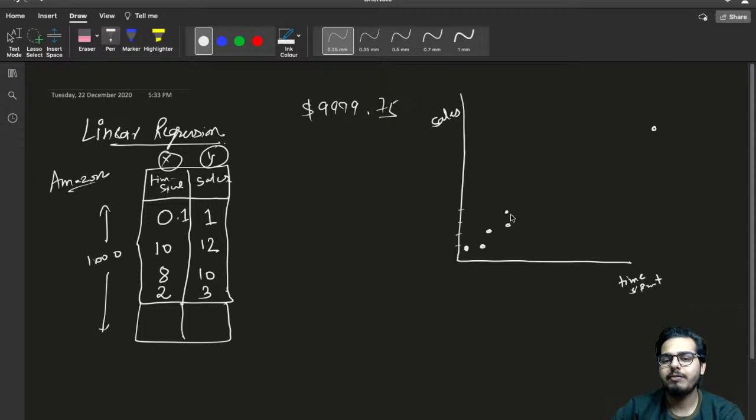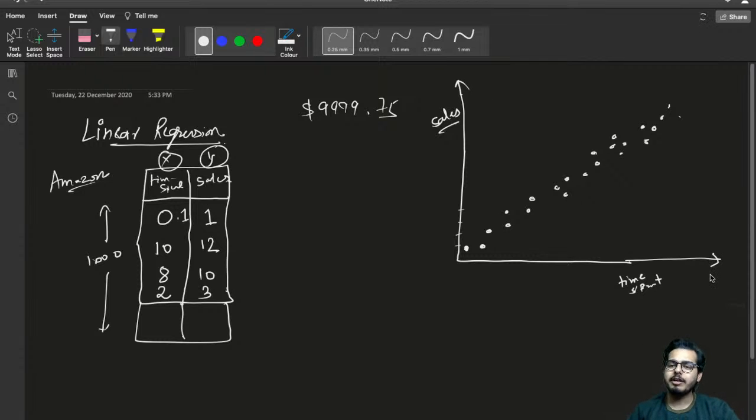Let's say there are a lot of points like this, right? Definitely it will look like this. Why? Because it will have a positive correlation with the time. The sales will have a positive correlation with the time. What is positive correlation? It means if you spend more time on Amazon, the sales of the Amazon.com will definitely go high, right?